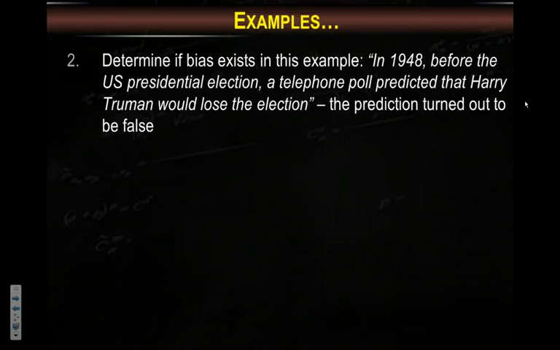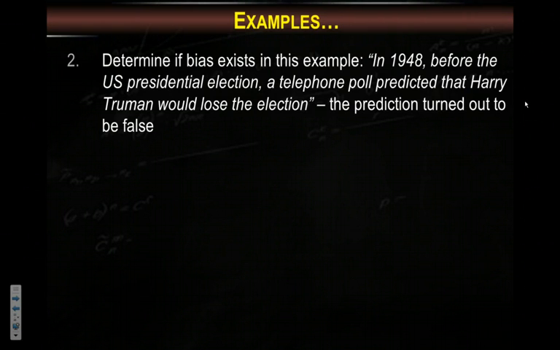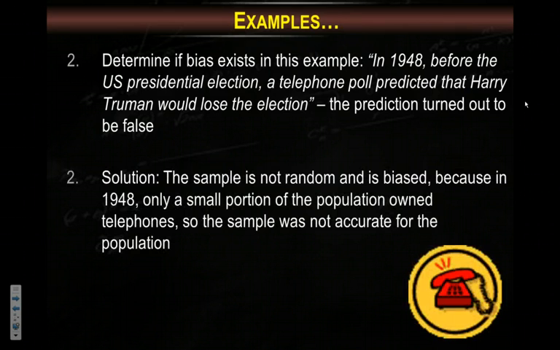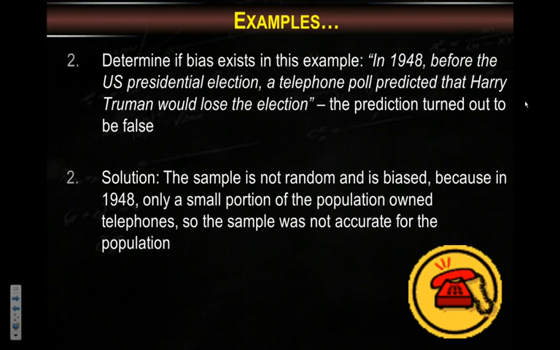Okay, second example. Is there bias in this example? In 1948, before the US presidential election, a telephone poll was conducted to predict, would Harry Truman lose the election? The prediction was that he would lose. However, the prediction turned out to be false. Well, there is bias in this because back in 1948, only a small portion of the population would actually own a telephone. So only those that owned a telephone would be called for the poll. So that's not a very good sample. Doesn't represent the population very well. It has bias in it.